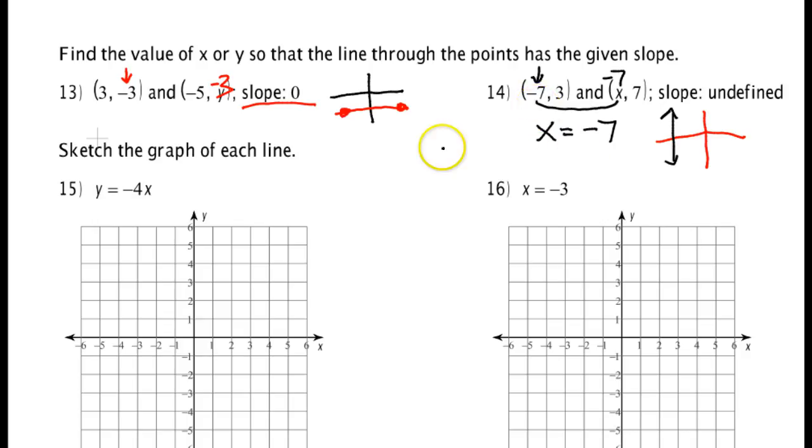They're always -7. Same thing over here, the equation for this line would be y equals -3, because the y values were always -3. So the equation for both of these lines lines up with the points. If the points don't change, that's the equation. If the x's are both the same, that's the equation, x equals -7. If the y's don't change, they're both the same number, that's the equation of the line, y equals -3.